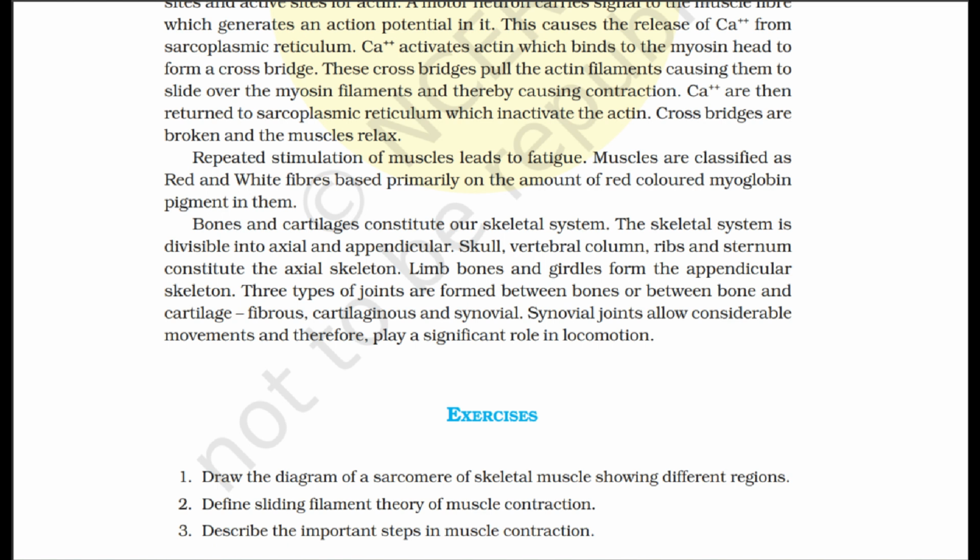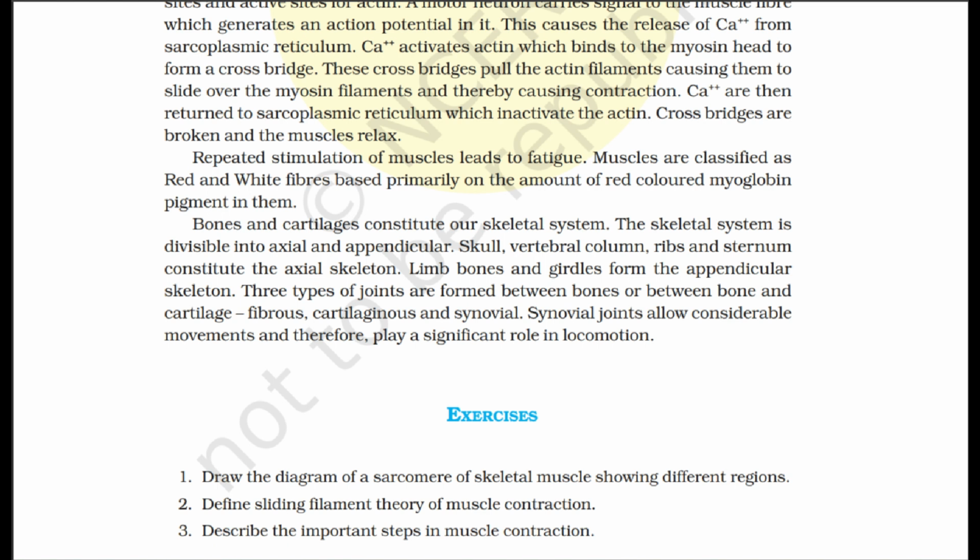Calcium ion are then returned to sarcoplasmic reticulum which inactivate the actin. Cross bridges are broken and the muscles relax. Repeated stimulation of muscles leads to fatigue. Muscles are classified as red and white fibers based primarily on the amount of red-colored myoglobin pigment in them.